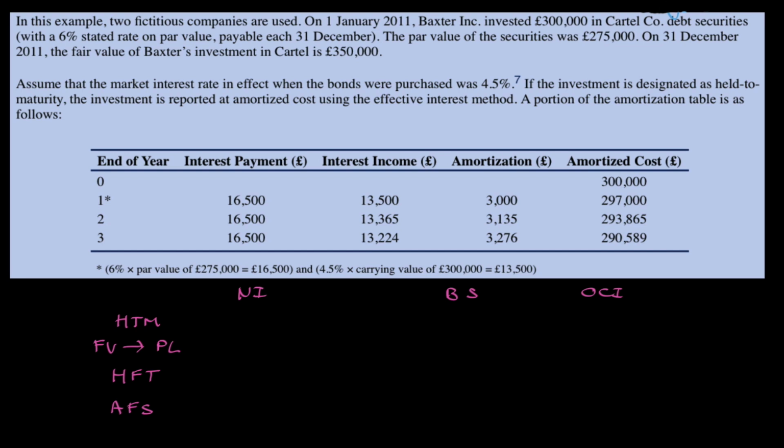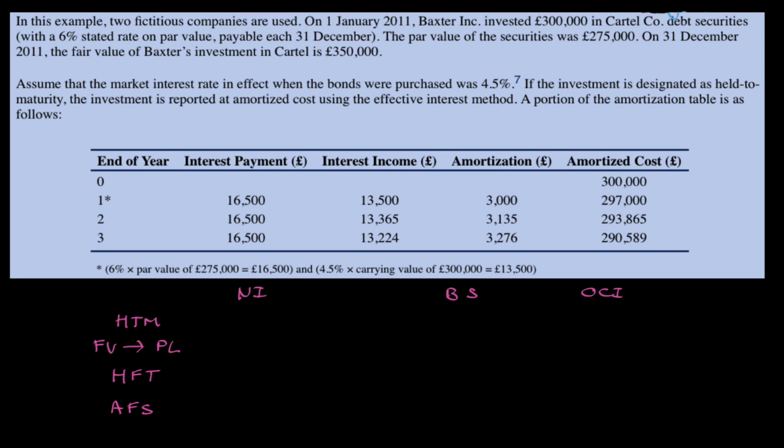All right, let's walk through one of the problems in the reading. In this example, two fictitious companies are used. On January 1st, 2011, Baxter invested £300,000 in Cartel Company debt securities with a 6% stated rate on par value, payable each December 31st. The par value of the securities was £275,000. We paid $300,000, so we paid a premium.